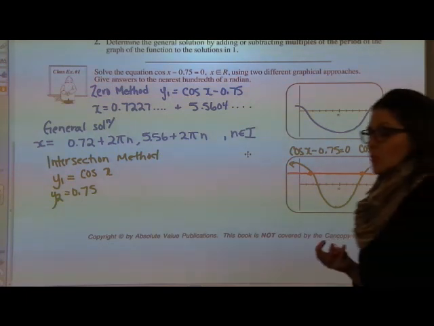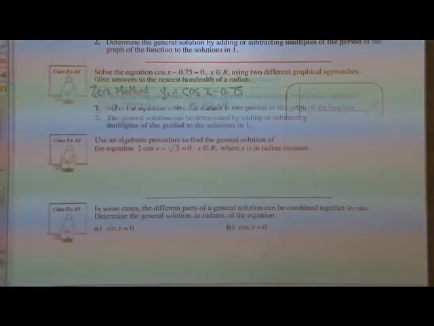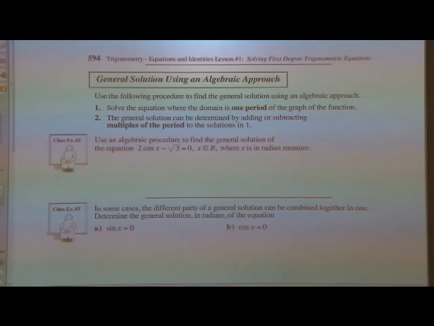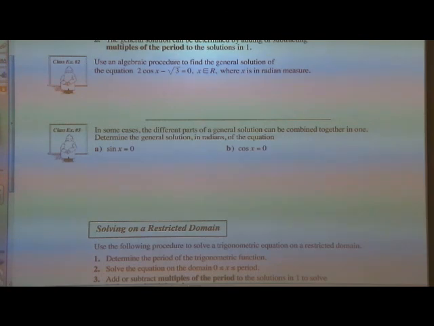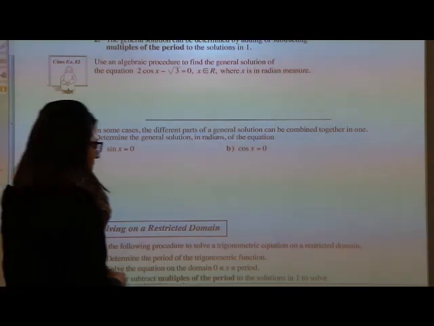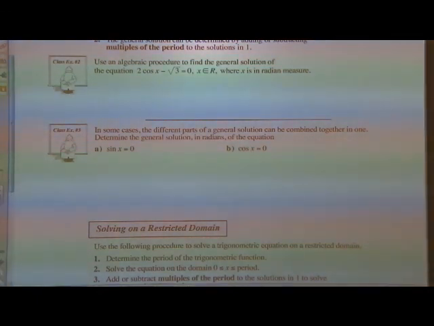If we have to do this algebraically, it's usually because we're asked to find the exact value. So again, it's going to be the same thing. You're going to solve this for one period of the domain, and then you're going to extend it by adding multiples of the period. So class example number 2 says use an algebraic procedure to find the general solution of the equation 2 cos x minus root 3 equals 0, where x is in radian measure. So what would I do with this equation to begin with?